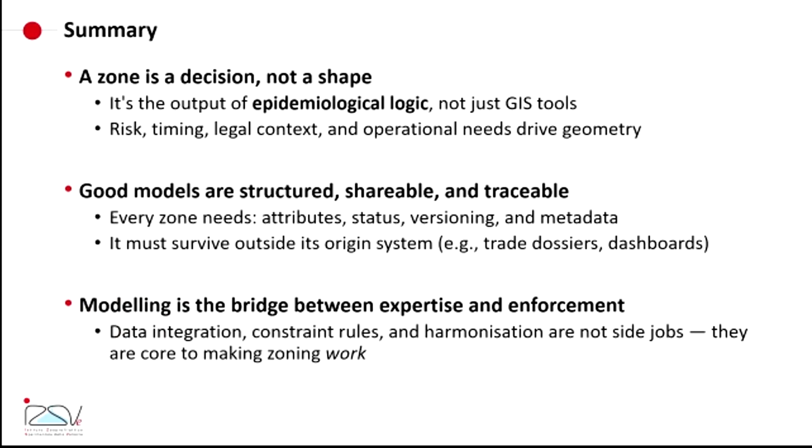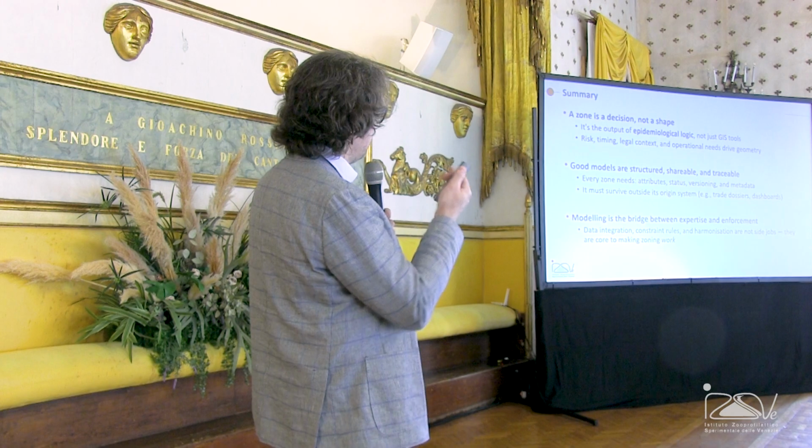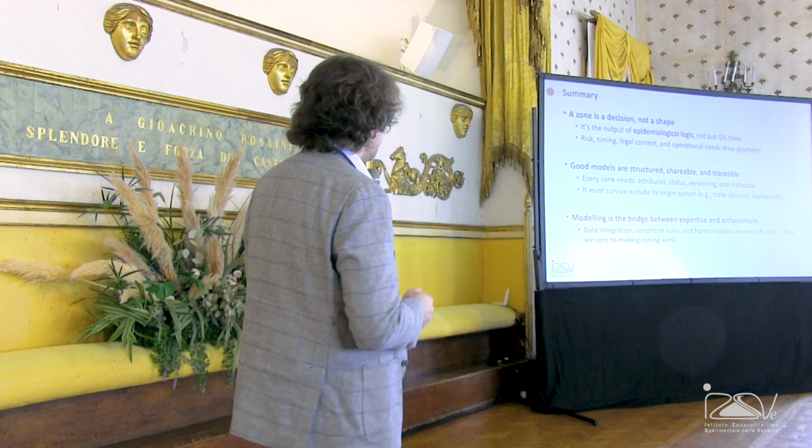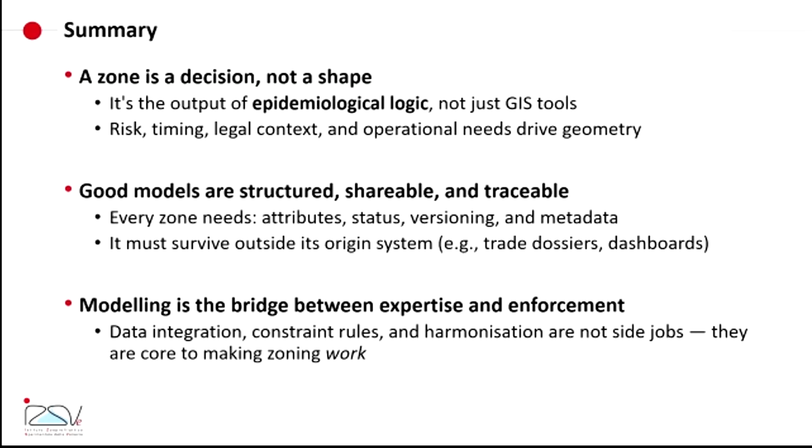Okay, last section, wrap up. So the main message that I want to give you is that a zone is not just a polygon, it's not just a shape, it is actually a decision. You have to go through all of these steps to define a zone. You have to have the epidemiological logic for defining a zone and everything else.